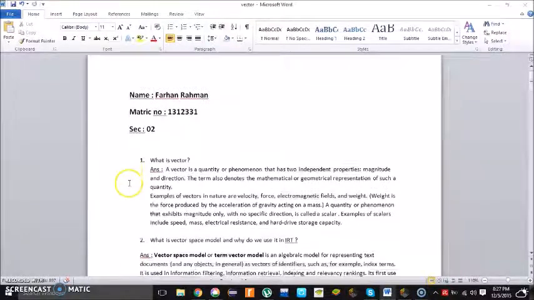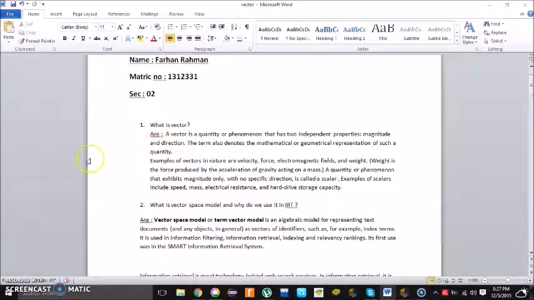So the first question is, what is a vector? A vector is a quantity or phenomenon that has two independent properties, magnitude and direction. The term also denotes the mathematical or geometrical representation of such a quantity. Examples of vectors in nature are velocity, force, electromagnetic fields, and weight.